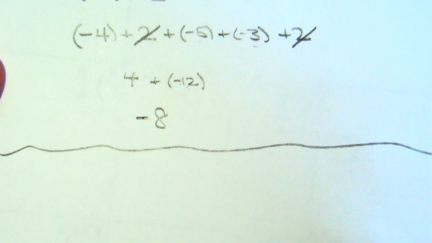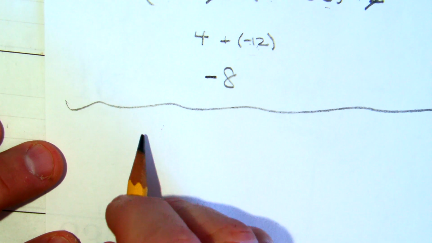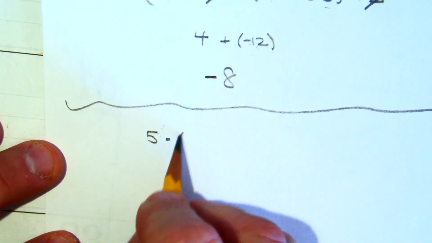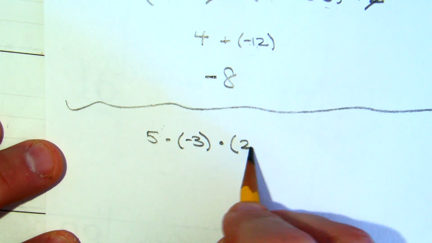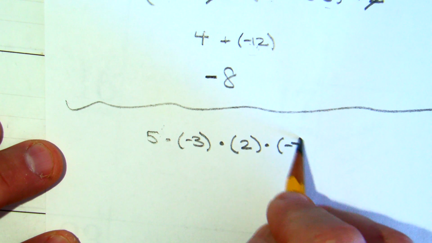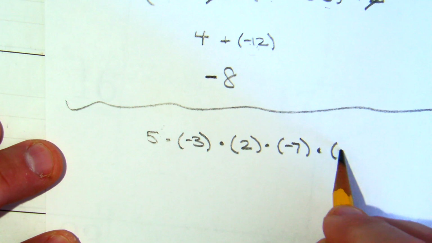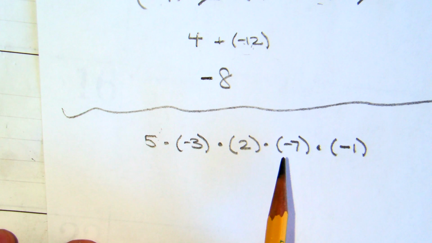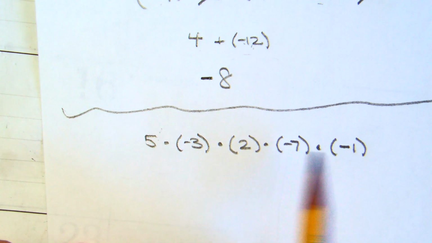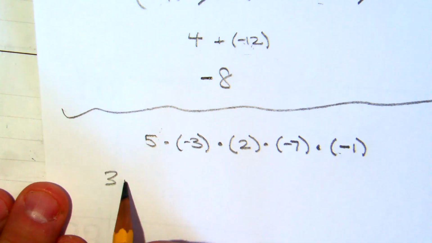Alright, when you have repeated multiplication. Alright, so 5 times -3 times +2 times -7 times -1. Rather than going all the way across, what I would do is look at how many negatives there are. So 1, 2, 3, there's 3 negative numbers.